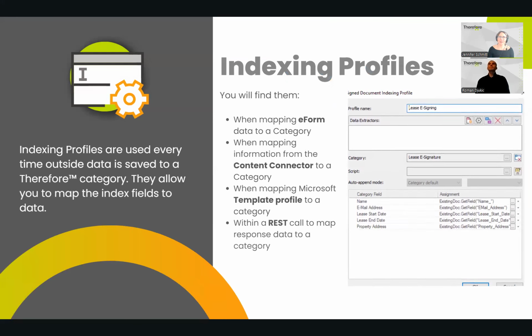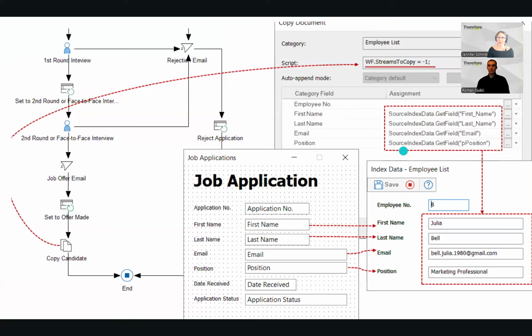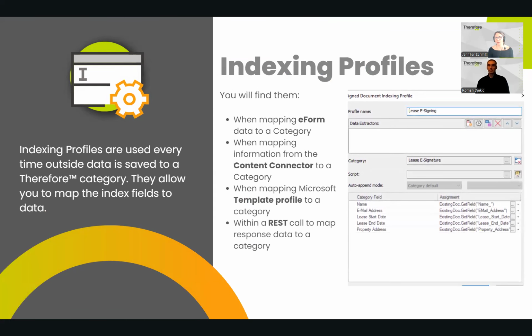Good. And last but not least, let's talk about indexing profiles. What we saw previously looks very similar to an indexing profile. Indexing profiles are very common in Therefore, but they are perhaps one of the lesser known features. So I'll briefly explain. Indexing profiles are used every time outside data is copied or saved to a Therefore category. They allow you to map the index fields to data. It's kind of like a bridge.